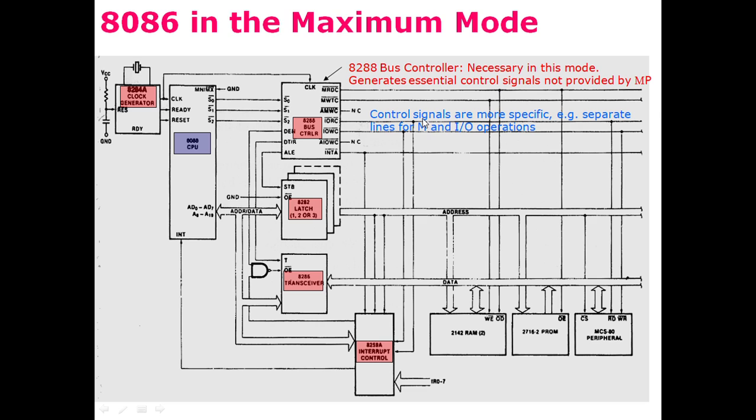These separate control signals are different for memory and input and output operations, while in case of the minimum mode, normally the control signals are common. For example, for memory there is a memory read command and memory write command, while for input and output there is an IO read command and IO write command. The multiplexed address and data pins are demultiplexed like before. There are latches which demultiplex the address and data from each other, and there is a transceiver that is buffering as well as controlling the direction of data flow.